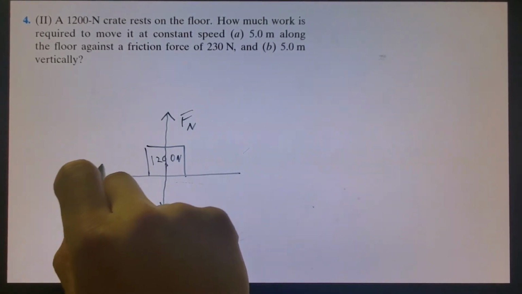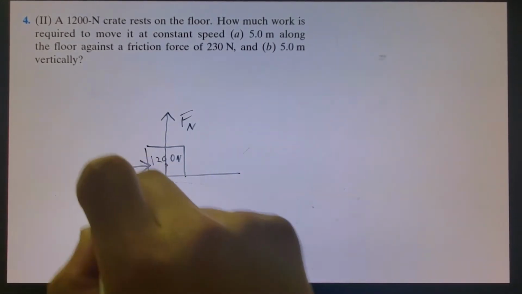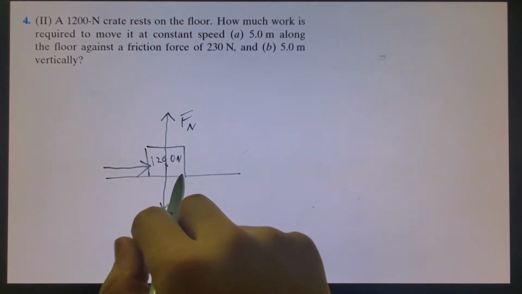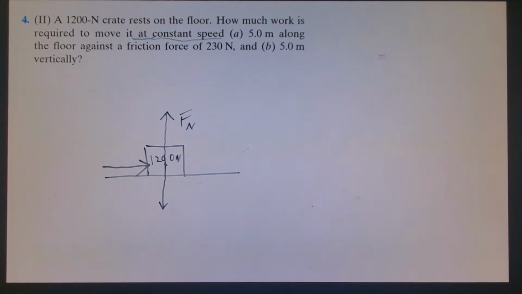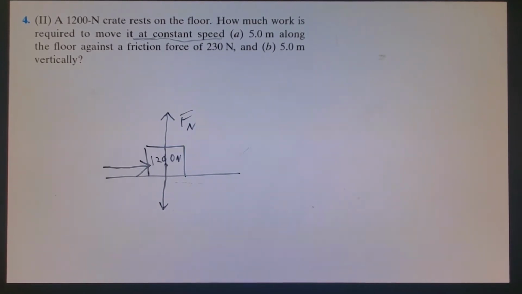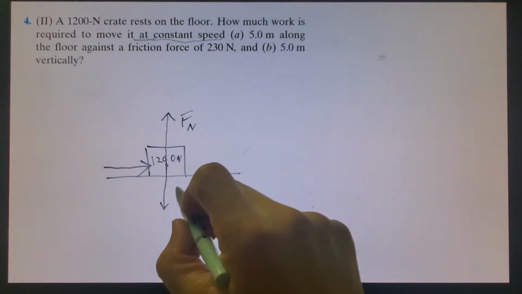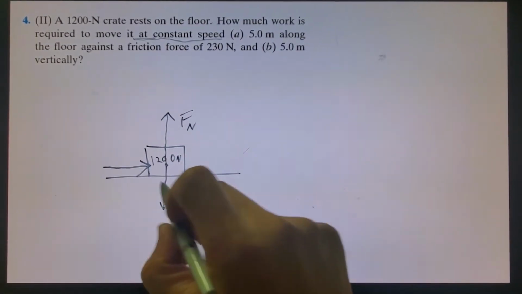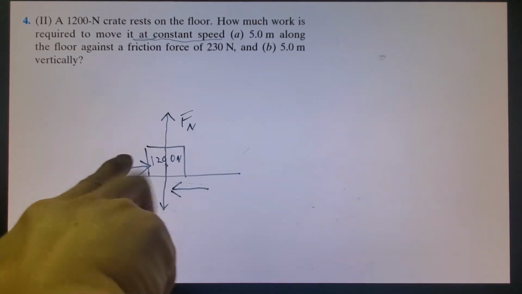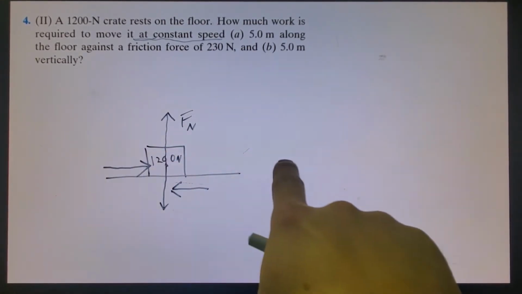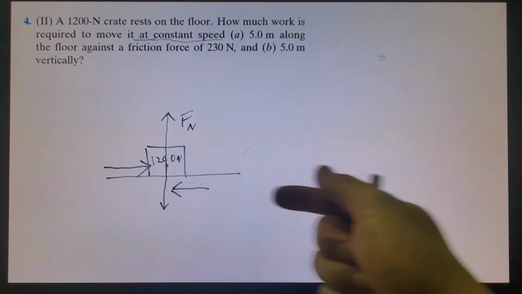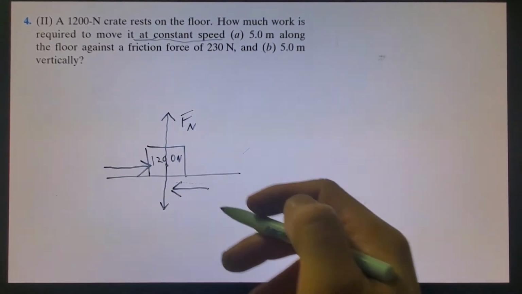The problem asked, if you push it this way at a constant speed, what do I mean by that? That means it's not accelerating. When it's not accelerating, that means the net force is equal to 0. There must be another force pushing in the opposite direction, and that's the frictional force. So when this moves at a constant velocity, there must be one force and another force of equal magnitude pushing from the opposite direction.